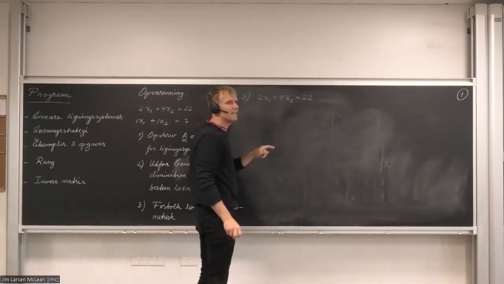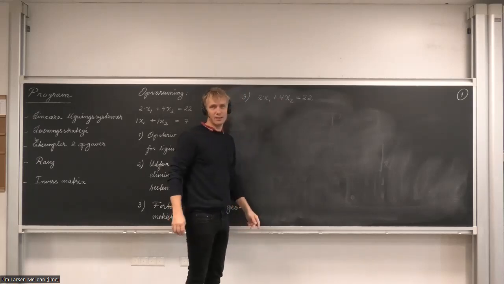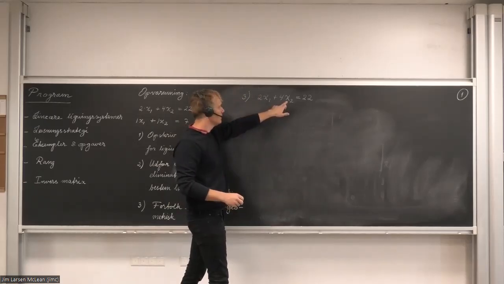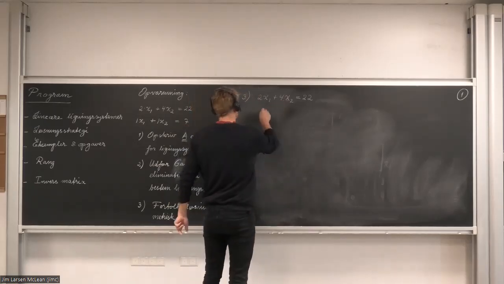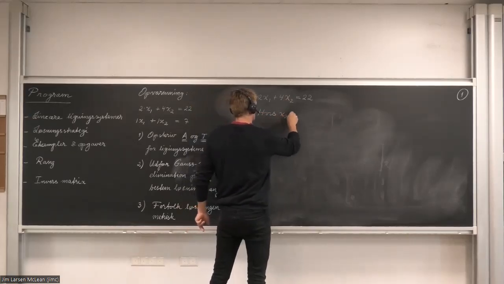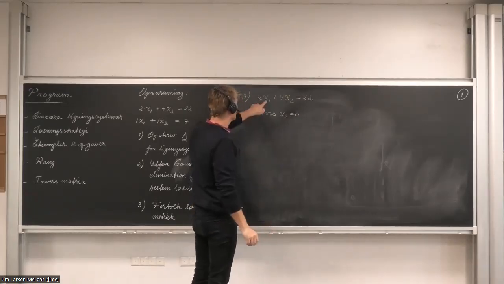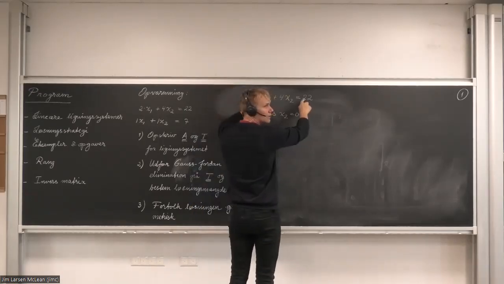And then you can just think about it, and you can find a point that you know this line also goes through. For example, by setting x2 to be 0. Because if x2 is set to 0, then it says 4 times 0 here, that is 0. Well, then it says 2 times x1, so shouldn't that be 22? So x1 must be 11.